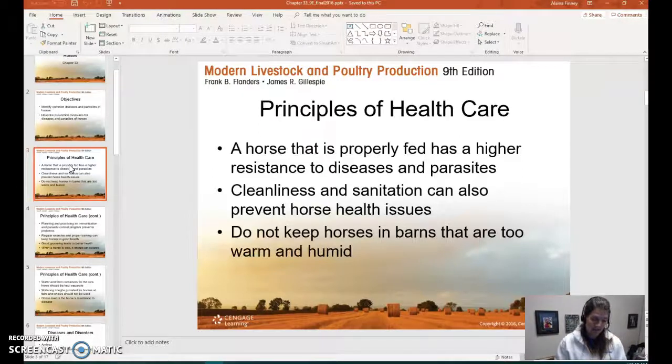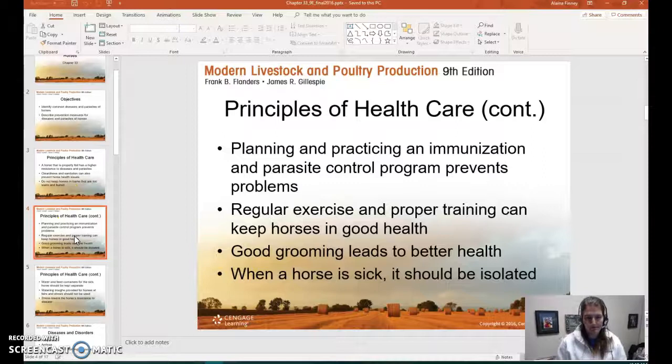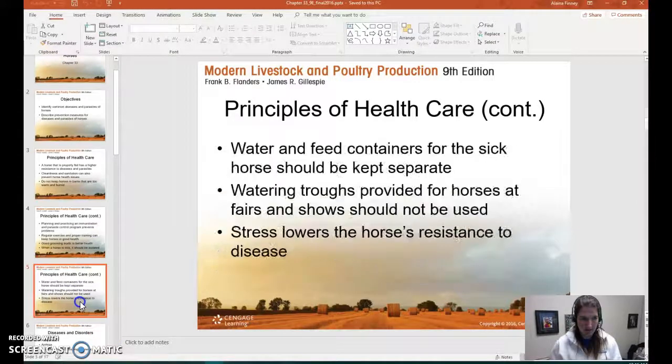So basically, you can't keep them in a barn that's too hot or too humid or too small. And you have to make sure it's very clean for them. Some other things you have to remember is you always want to make sure they have regular exercise and proper training. Just like a human, just like a dog, just like a cow, everything needs to be properly trained. If you have a horse that gets sick, especially if you are around other animals, that includes dogs, cats, cows, pigs, whatever, they need to be isolated, especially away from other horses, because they will pass their sickness from one to the other very, very quickly.